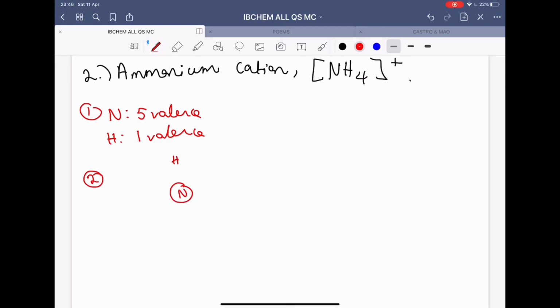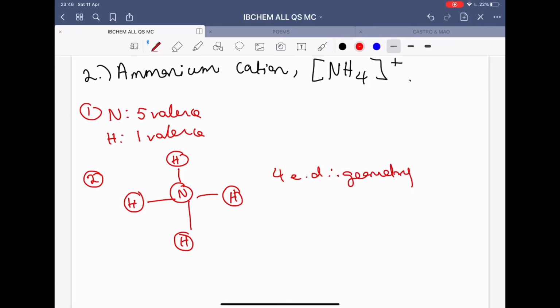So I've done nitrogen, 5 valence electrons, and hydrogen 1. Drawing the ball and stick diagram now. Remembering that NH4 is a cation, so you've lost an electron. There are actually 4 valence electrons for the nitrogen. So we can see here 4 electron domains, and so the geometry is tetrahedral.